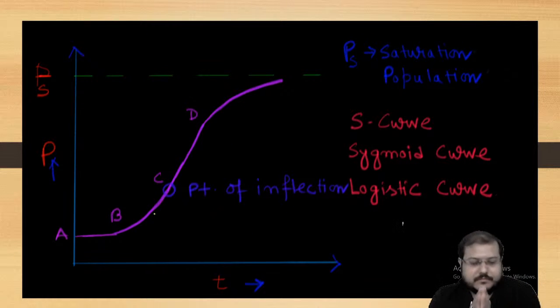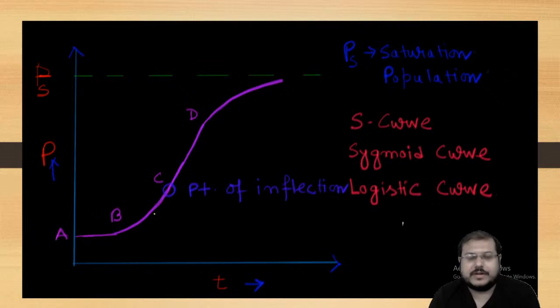And this population forecasting is done on the basis of this curve, which gives you the sequential segments of the projection of the population versus time plot. This curve is called an S curve, sigmoid curve or logistic curve. Saturation population is provided here. P is there, T is there.